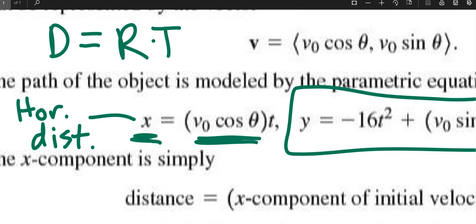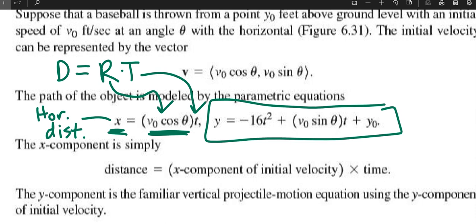All right. So the speed in the horizontal is here, and of course we have time on the end. So it's distance equals rate times time. That's all it is. Exactly, because you have to take that into consideration.